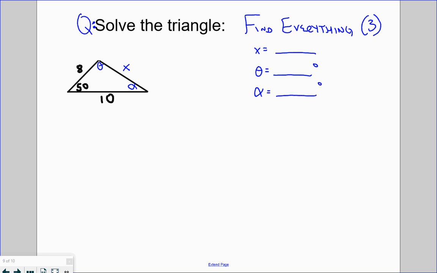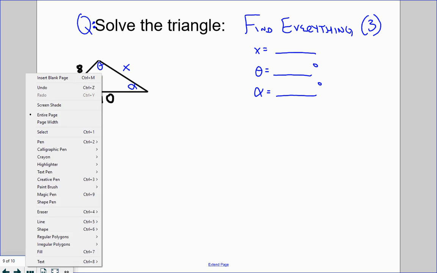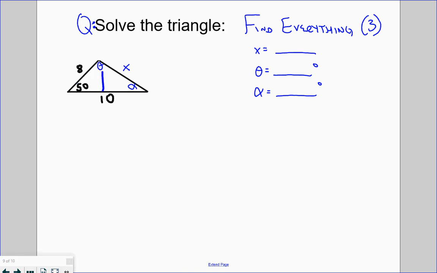Okay. Now, always start off by asking yourself, do you have matching pairs? So, I've got half a match, half a match, half a match. Since I have no matching pairs, I have to start with cosine law. I'm just going to start out by finding this guy.